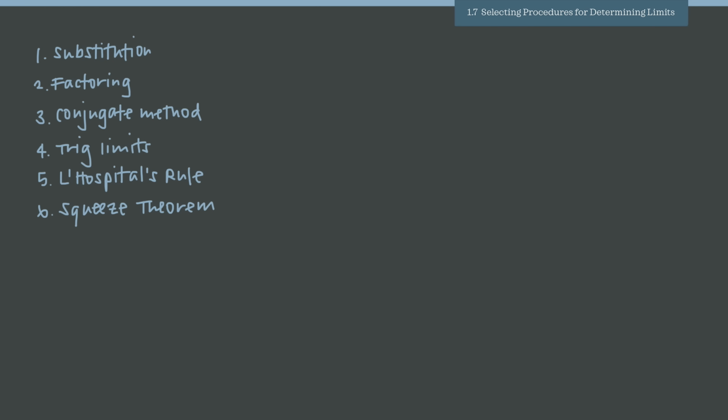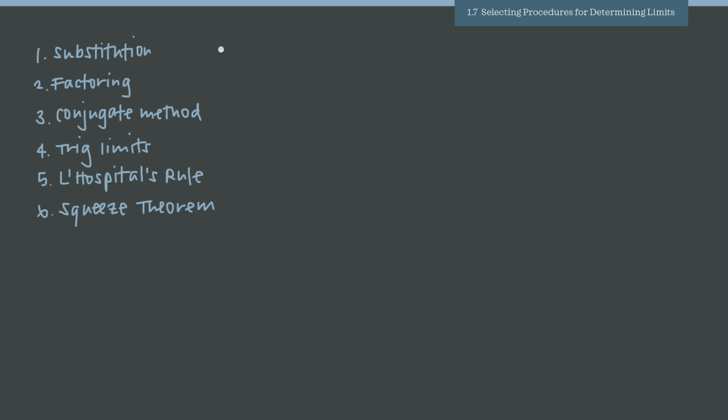The key takeaway from topic 1.7 is really just about the order in which we want to try these different procedures for solving limits. So this is a general guideline for the order in which you might want to try some of these limit rules. And the only reason we put them in this order is really because it's kind of easiest to most difficult.